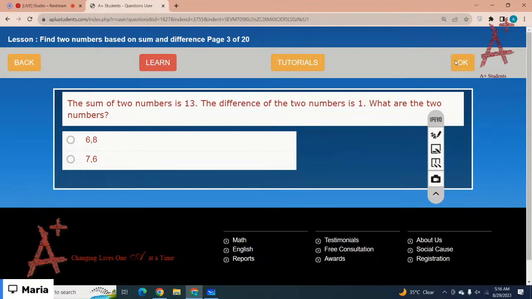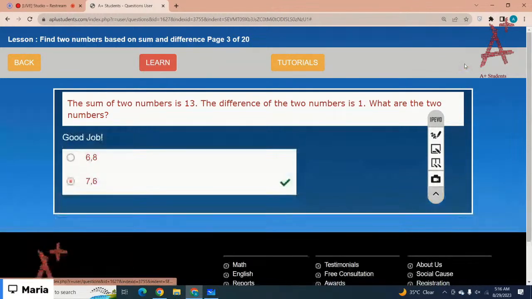You have two options given, 8, 6 and 7, 3. So 8 plus 6 makes 14 and the difference of 8 and 6 is 2. So which is the correct option? The second option is the correct one, right? Because the difference, 7 minus 6, is 1, and when you add them, 7 plus 6 makes 13. So option number 2 is the correct option.